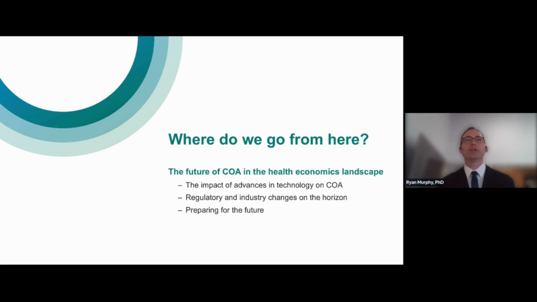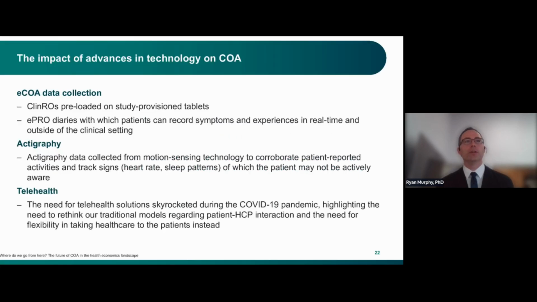So, as Sydney said, I'm going to be discussing where we go from here and the future of COA and the health economics landscape, taking a look at the impact of advances in technology on COA, the regulatory and industry changes that are coming up on the horizon, and generally being prepared for the future.